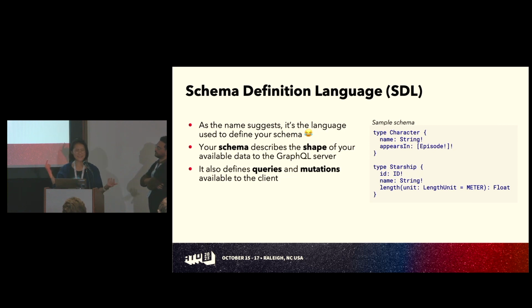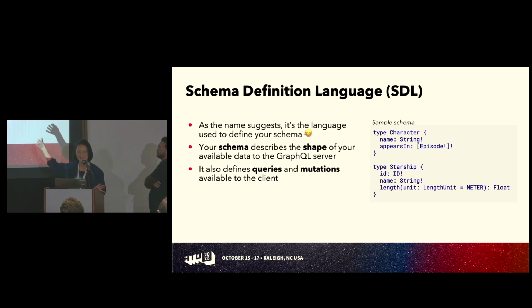What is the schema definition language? Well, of course, it is the language by which you define the schema, but that's extremely unhelpful. So let me start with what a schema is. The schema describes the shape of the available data that's on your GraphQL server. It also defines all the queries and mutations available to the client. And so there's a hierarchy of types with fields. They're populated from the back end. It's actually pretty intuitive, to be honest.